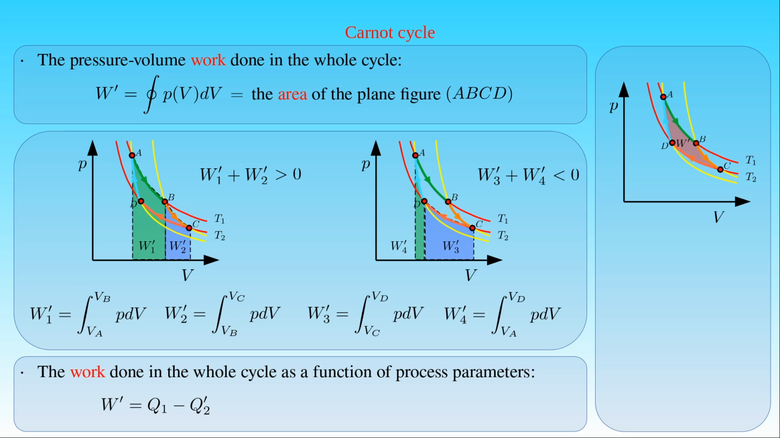We have shown that the work W' done in the whole cycle is also equal to the mass m of the gas times its specific gas constant Rs, times the difference between the maximum absolute temperature T1 and the minimum absolute temperature T2 of the gas, times the natural logarithm of the ratio of the final volume VB of the gas to its initial volume VA in its isothermal expansion.